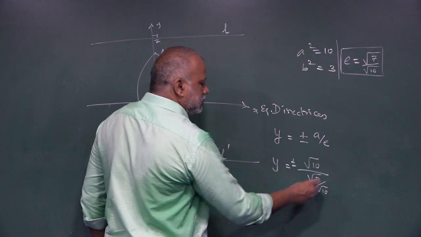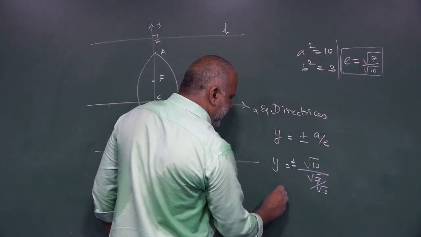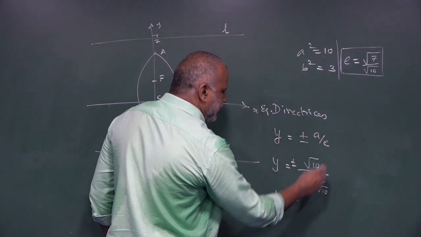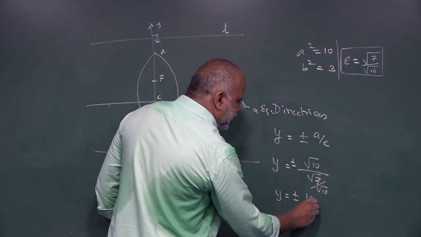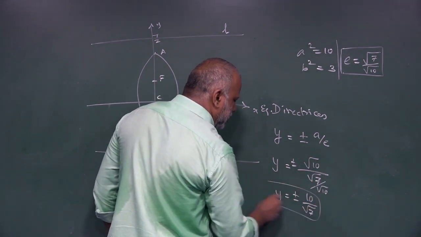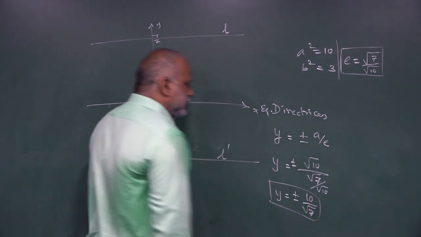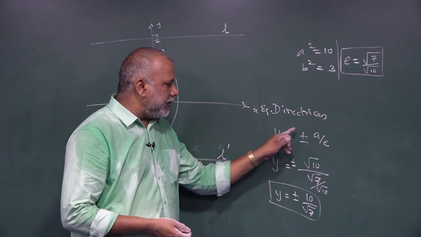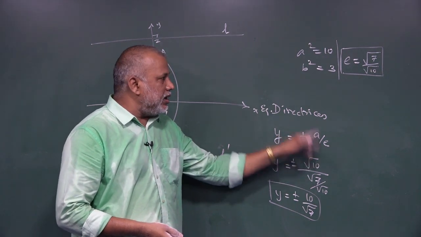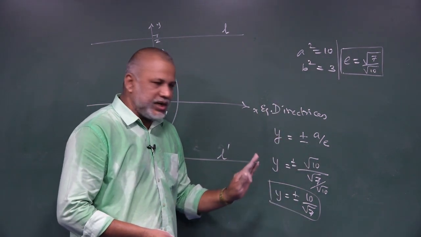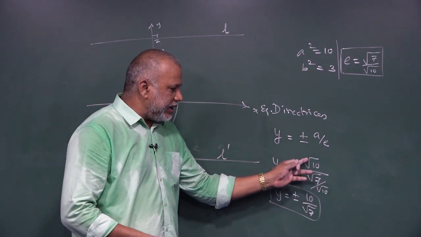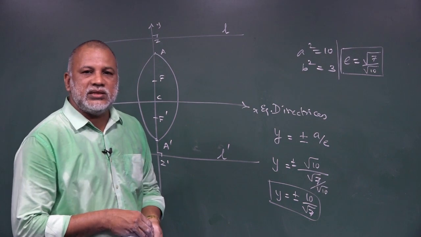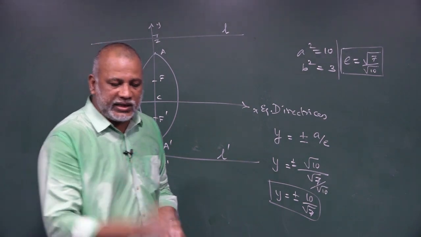If you take the reciprocal, I can write plus or minus root 10, again multiplied with root 10, we get 10 divided by root 7. This is the value of the equation of directrices. The equation of the directrices is y equal to plus or minus a by e. Just substitute and simplify, you can get it. After getting the reciprocal, root 10 again multiplied with root 10, we get 10 divided by root 7. This is the equation of directrices.